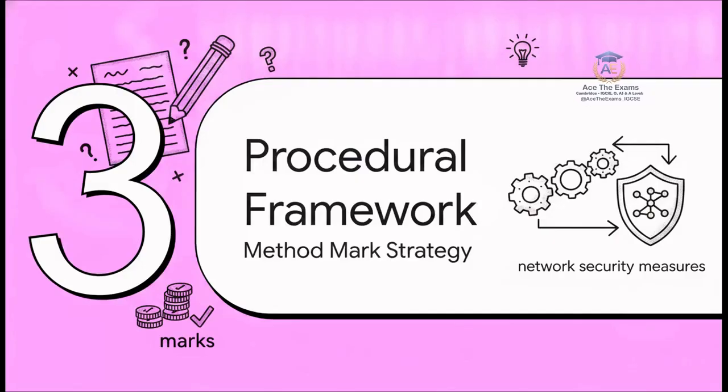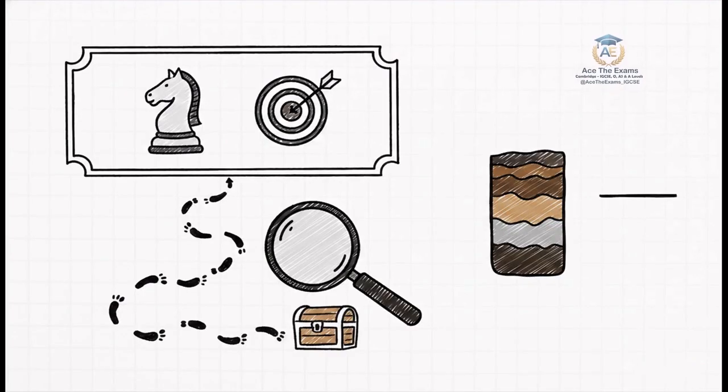Section 3. The procedural framework. Let's talk process. Consider the method mark strategy. In these Cambridge exams, marks are heavily awarded for the process, not just the final conclusion. Academic benchmarks for this topic require logical, highly structured reasoning. The entire assessment framework prioritizes analytical depth over superficial breadth.